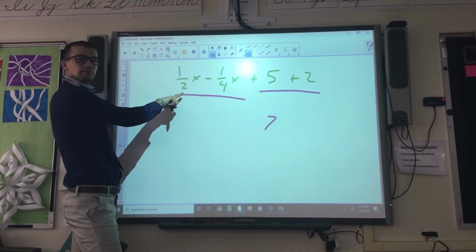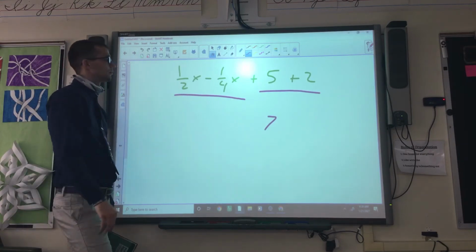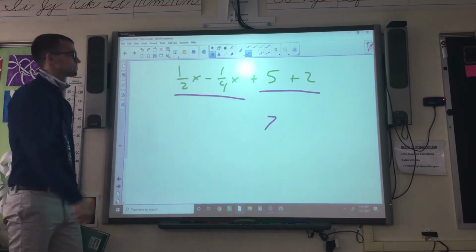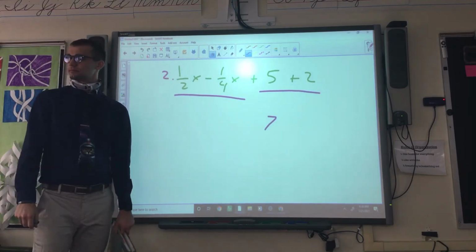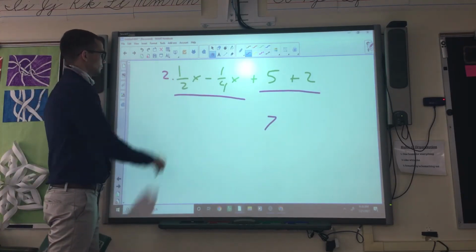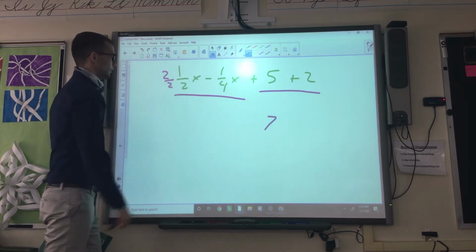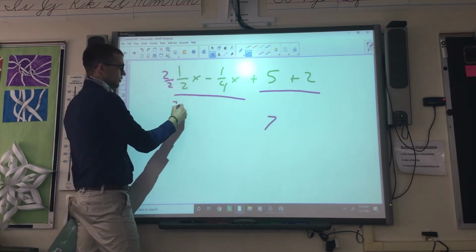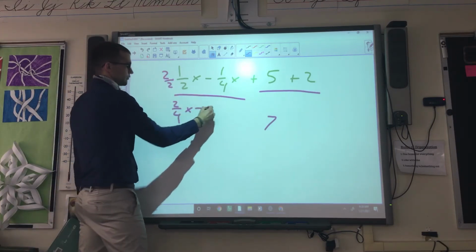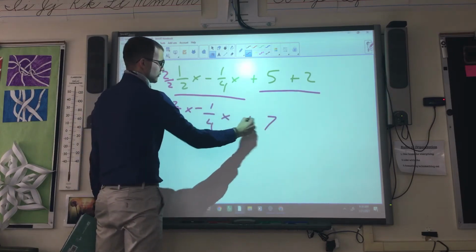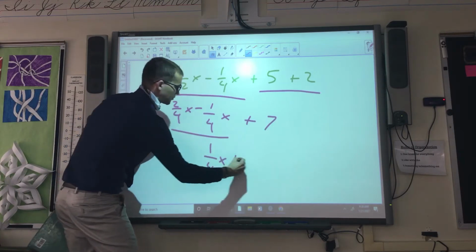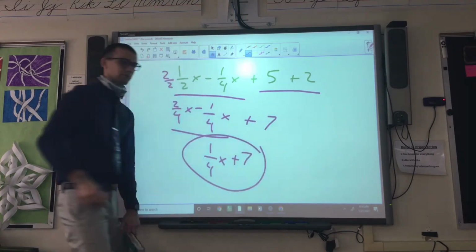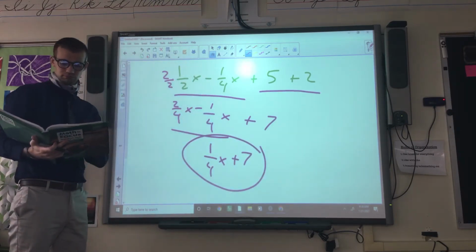You multiply that by 2. You multiply it by 2, on both sides, on the bottom and on the upper side. So then you get 2/4 x minus 1/4 x plus 7. This becomes 1/4 x plus 7. Boom, you're done.